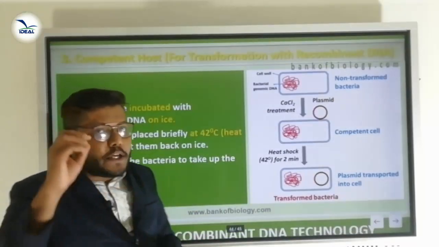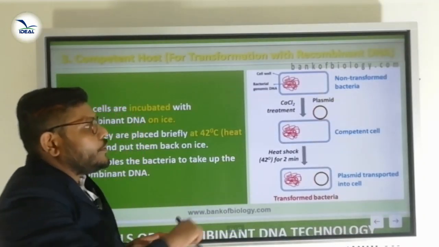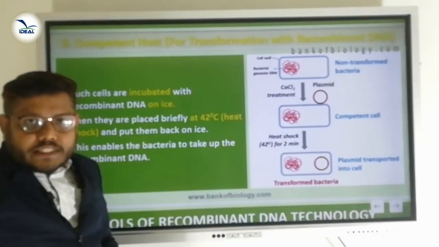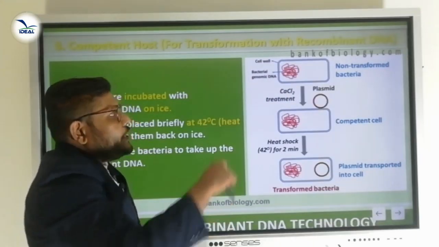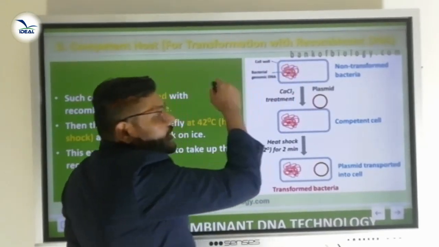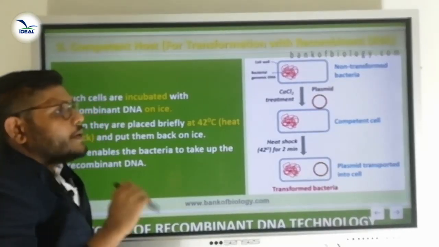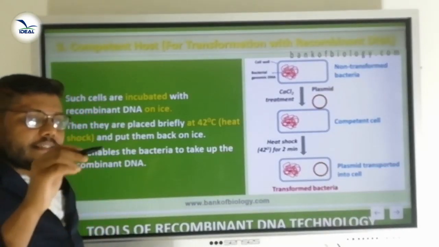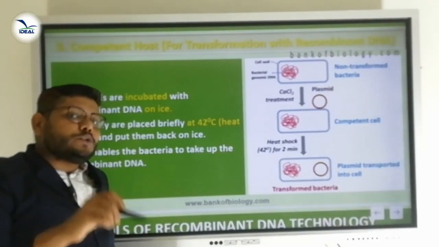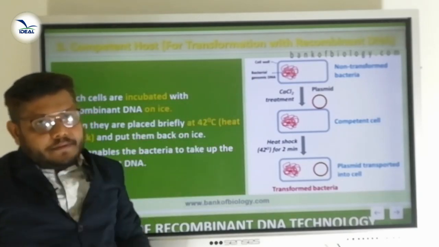First of all, we are going to introduce the foreign DNA to the host cell. We already know that the DNA is hydrophilic. So that particular DNA is hydrophilic. That is the reason why it will not pass through the cell membrane.